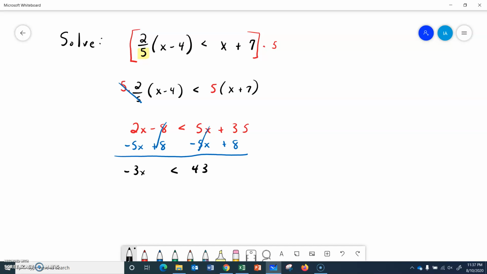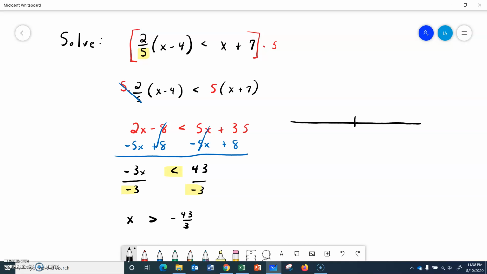I want to get the x completely by itself, so I'll divide both sides by negative 3. In this case, I like to highlight that I divided by a negative, which will flip my inequality around. So I'll have x on the left, negative 43/3 on the right, and that will be a greater than. So x is greater than negative 43/3.